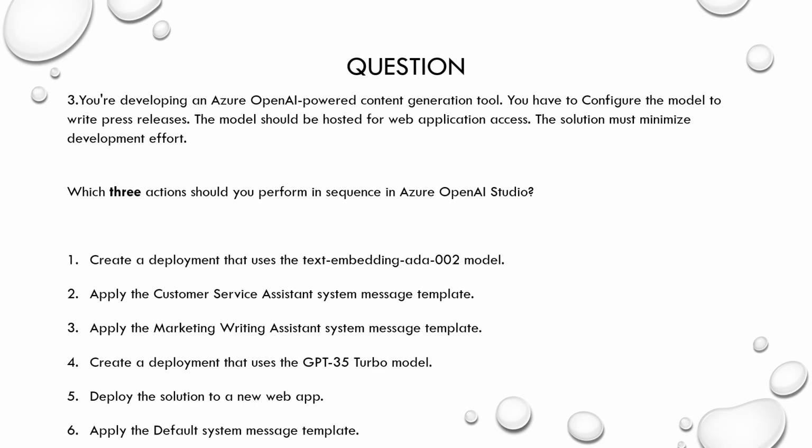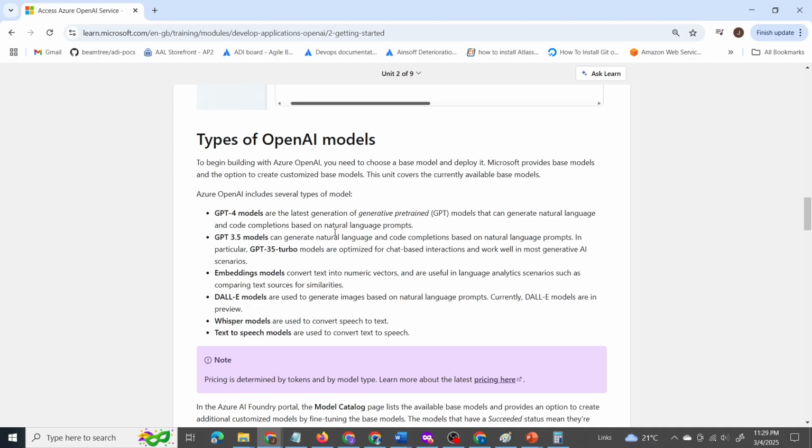Now first we have to figure out which model to use. Now the options present 2 models. One is a text embedding model and the other is a GPT model. First we have to figure out which model to use to fulfill our requirement. Let us get into the documentation. Now these are the types of OpenAI models provided by Azure. So one is a GPT-4 model, which is the latest generation of generative pre-trained models, which can be used to generate natural language and code completions.